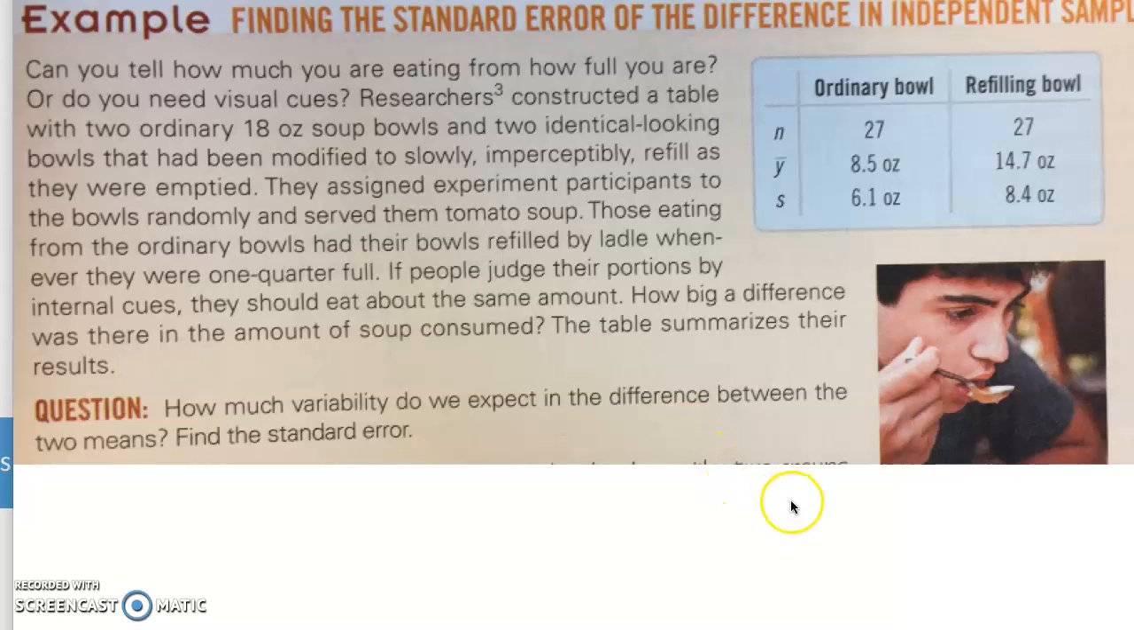So here's an example, and you can pause this video and read through this. Basically, we're interested in whether or not people will eat more if they know that they're being given refills versus if they don't. You might want to pause this video for just a minute and read through this example. I'm not going to read it to you. But here's our sample data. In an ordinary bowl, we have 27 individuals who are eating out of an ordinary bowl. The mean amount of soup that they ate was 8.5 ounces with a standard deviation of 6.1. When the bowl was refilling by itself, they were not aware of the refilling. They ate a lot more, as you can see on average, and the standard deviation also is wider.